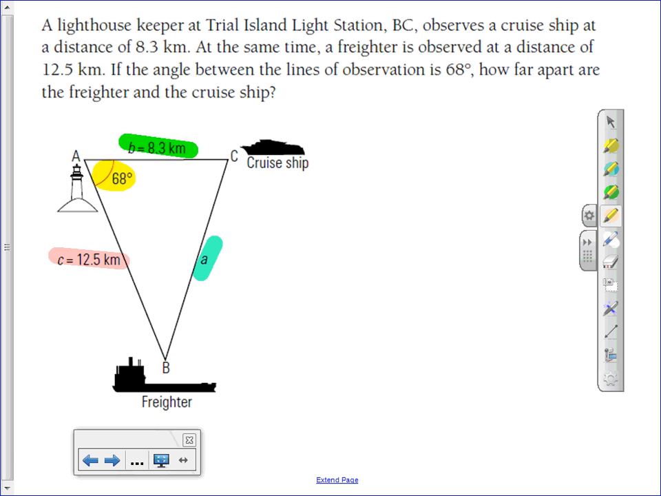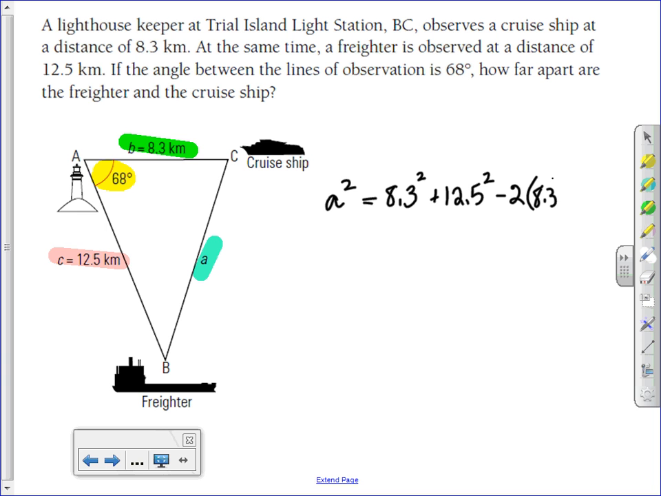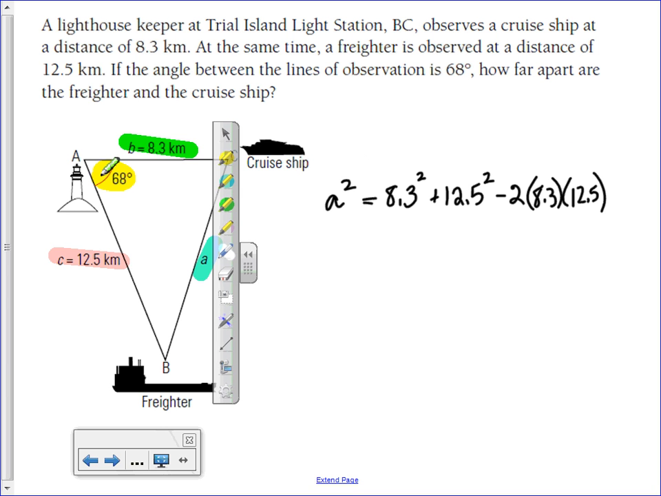And what the cosine law tells us is that if we're looking for a missing side when we know the two sides on an angle, then a squared is equal to 8.3 squared plus 12.5 squared minus 2 times those two values again, and then multiply that by the cosine of the angle, and that's why it's called the cosine law.